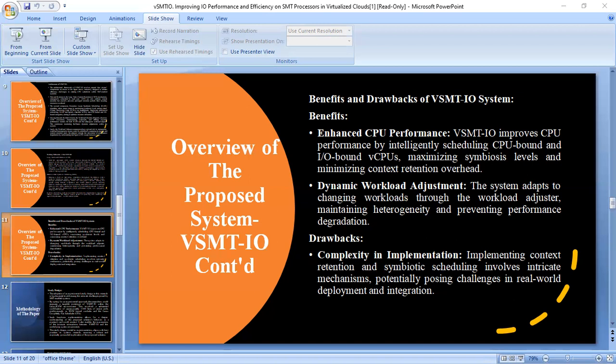Deeper understanding. The hands-on implementation facilitates a deeper understanding of how vSMT-IO behaves in the real world. And the real-world context: the study design emphasizes the real-world context, enabling the examination of vSMT-IO's performance in a practical environment.